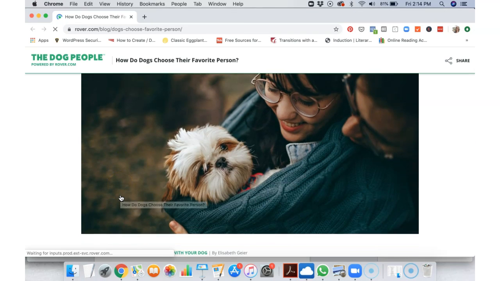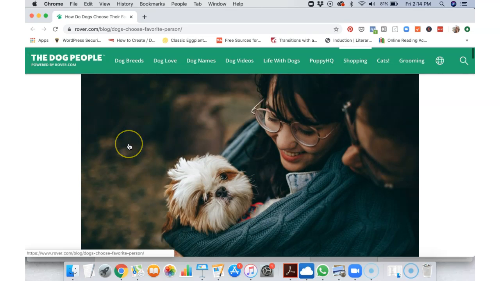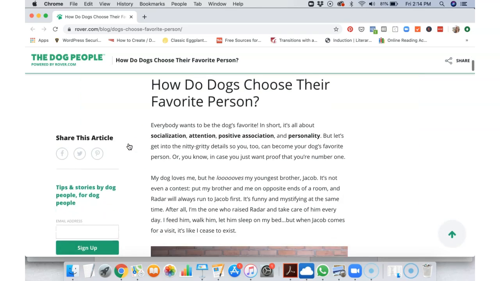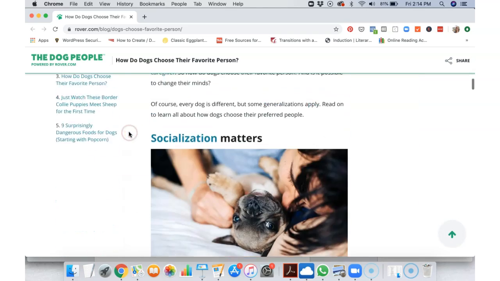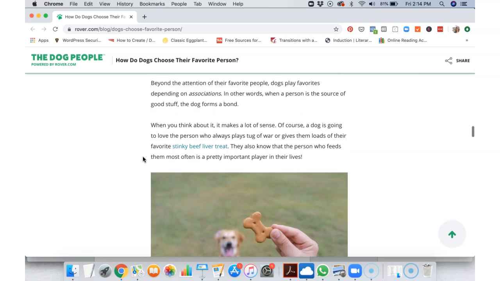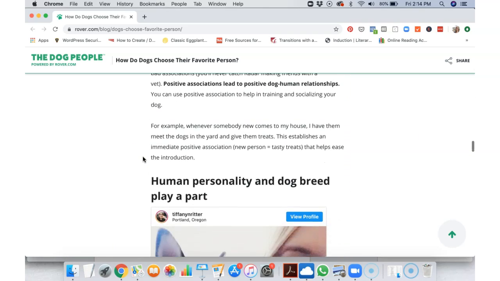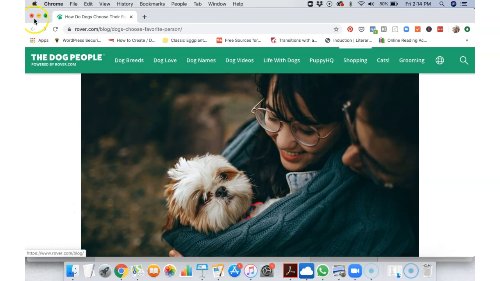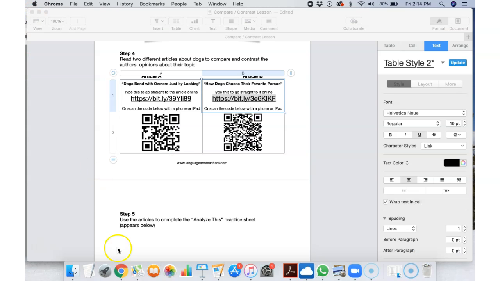And then here's the other article. How do dogs choose their favorite person? There are some advertisements and things you have to scroll through, but that's okay. It's not a very long article either. It's an interesting article, and if you have dogs at home, it'll be interesting to see what you think about this too. Okay, so that's it.